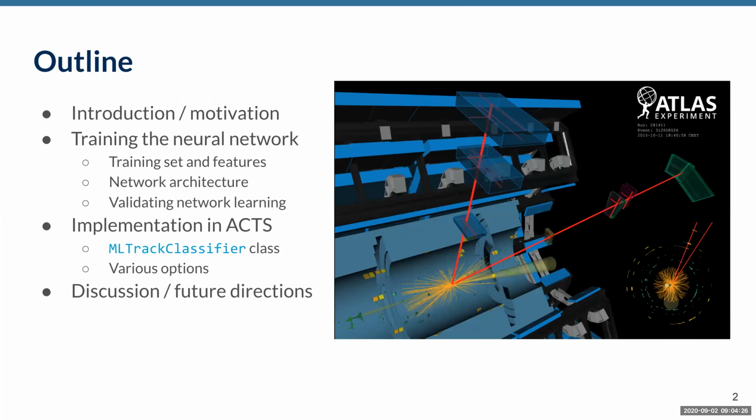So I'll start with a few introductory and motivation slides about tracking, ambiguity resolution, and ACTS in general, and then I'll talk about the details of my project, in particular about how we trained a neural network to perform ambiguity resolutions and some of the lessons we've learned, and then how we try to implement this predictive functionality back into ACTS, as well as make a few comments on future directions for this project.